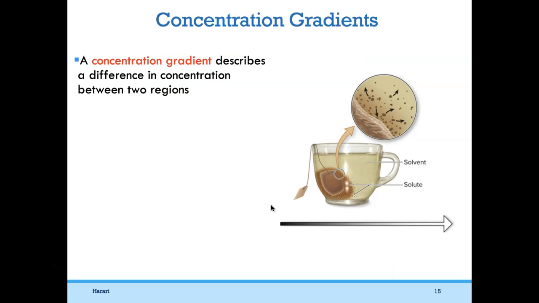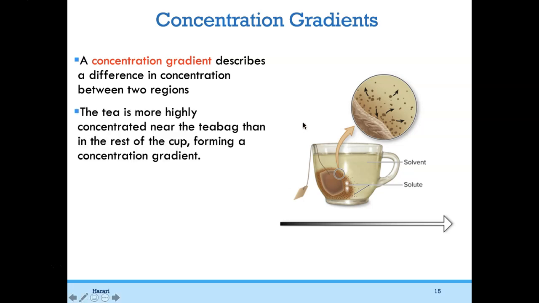So now let's talk about concentration. A concentration gradient describes a difference in concentration between two regions. So let's take an example of this tea bag here. Once you put the tea bag in a cup of hot water, the tea is more highly concentrated near the tea bag than the rest of the cup. This creates a concentration gradient, right? There's a difference in concentration over here compared to over here.